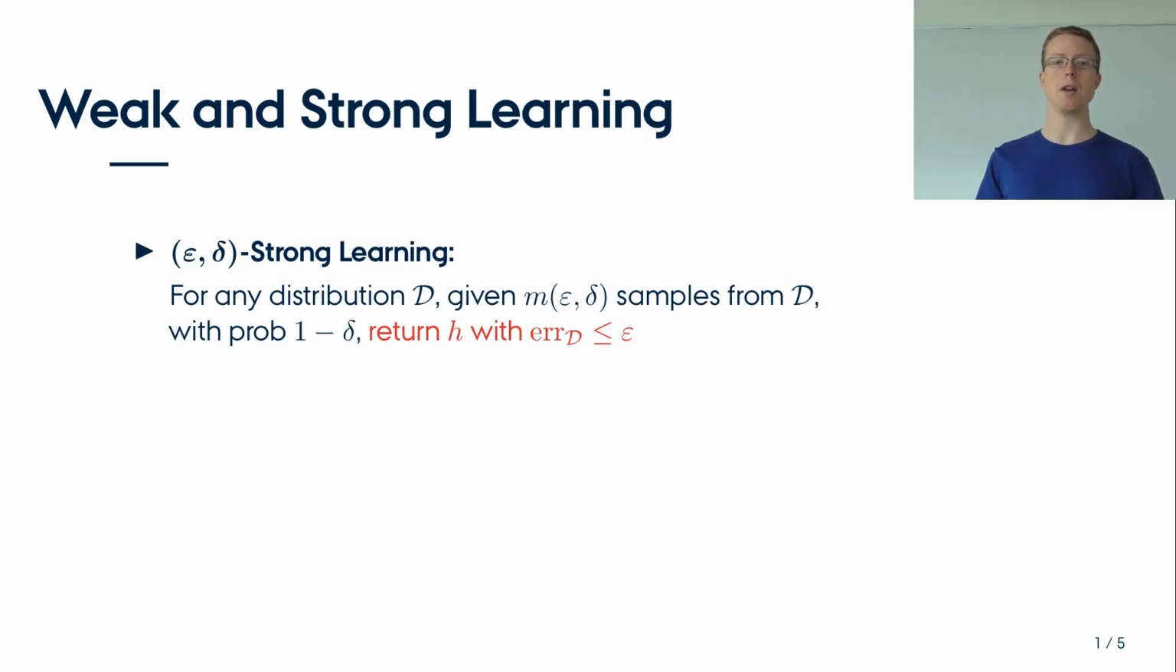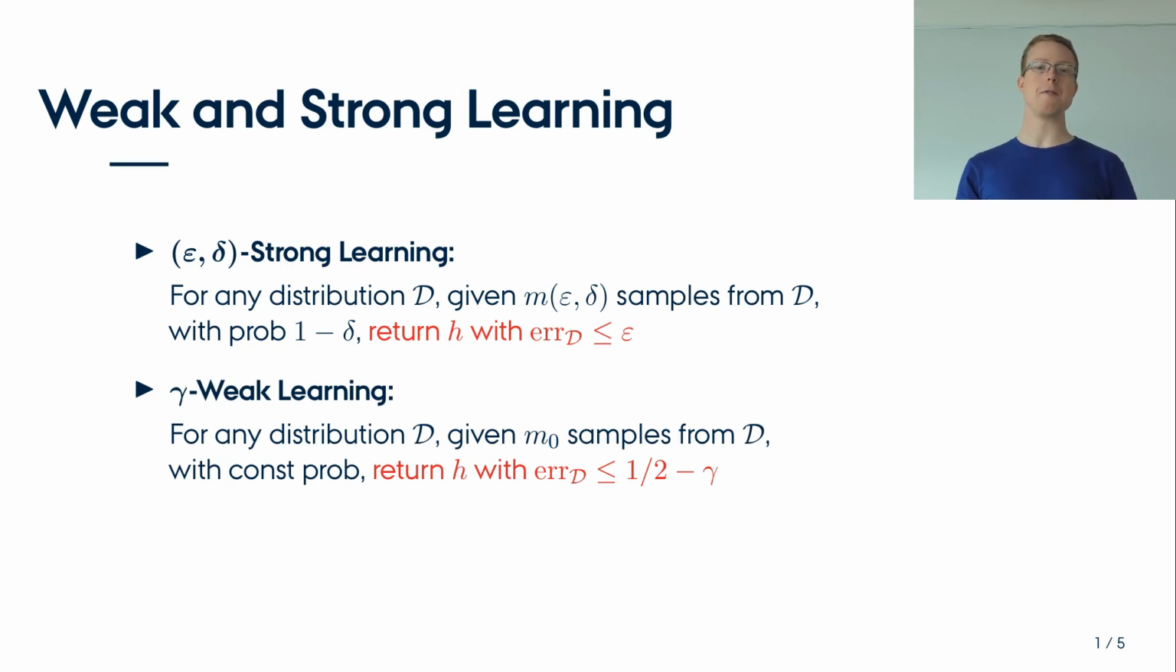In the field of learning, we are interested in hypotheses that generalize well on unseen data. A learning algorithm is then an algorithm that can produce such hypotheses. We say that a learning algorithm is a strong learner if, given enough training samples, it returns a hypothesis that achieves an error of at most epsilon on unseen data. So this is what we want.